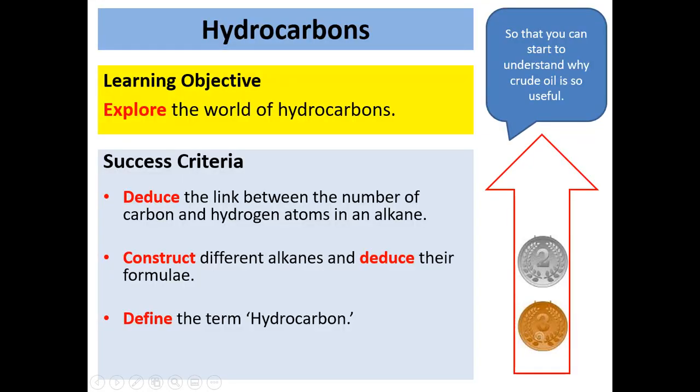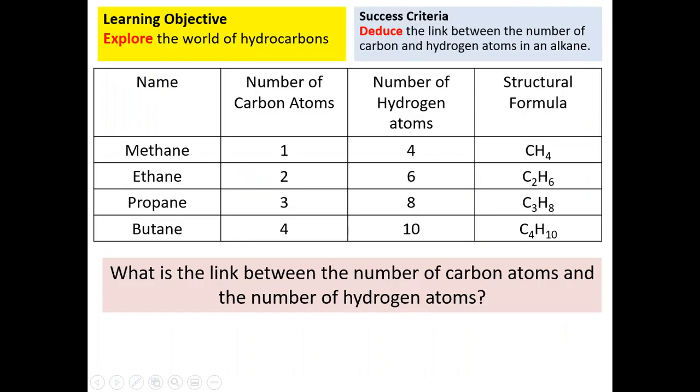Okay, so now we've constructed them, or we've seen what they would look like if we had constructed them, and we've deduced their formula. We're going to look at the next ones along, looking up to number 10, but you're going to also look at the link, because there is a link between the number of hydrogen atoms and the number of carbon atoms. So this is the table that we've just filled in.